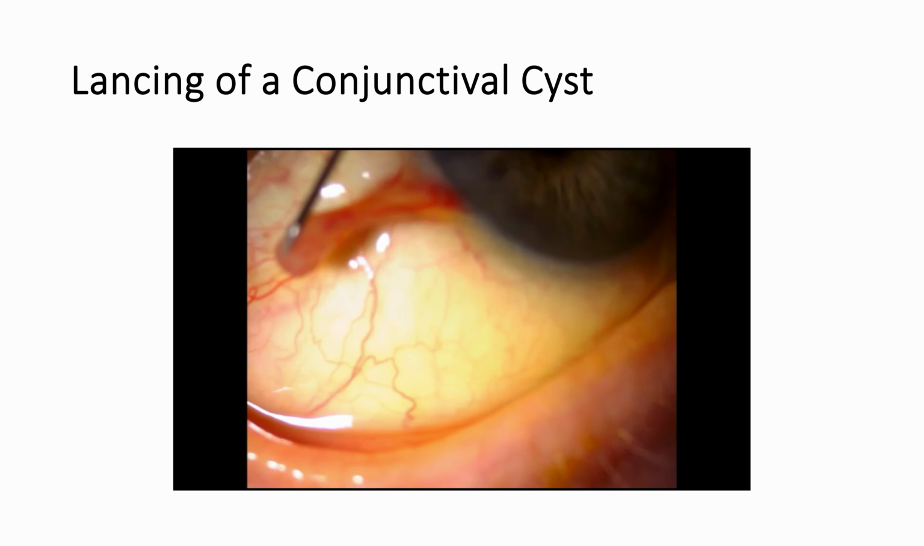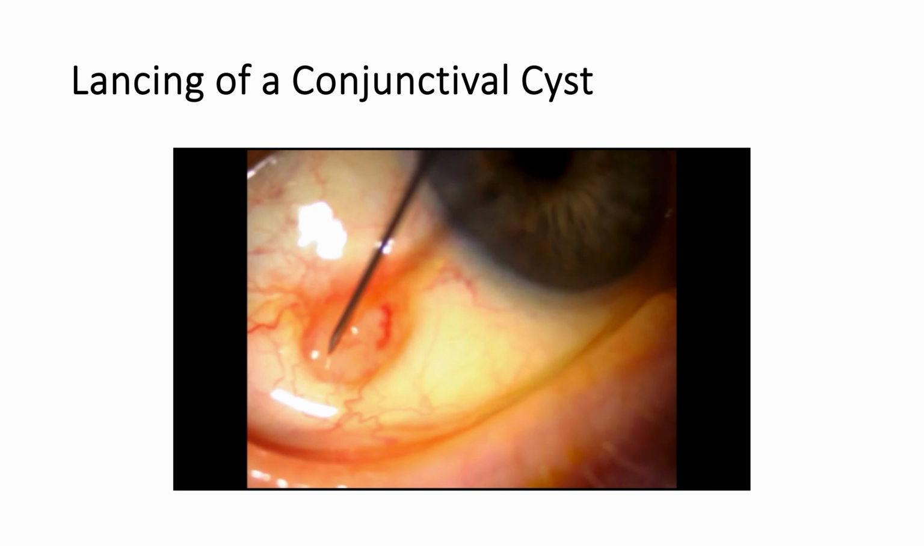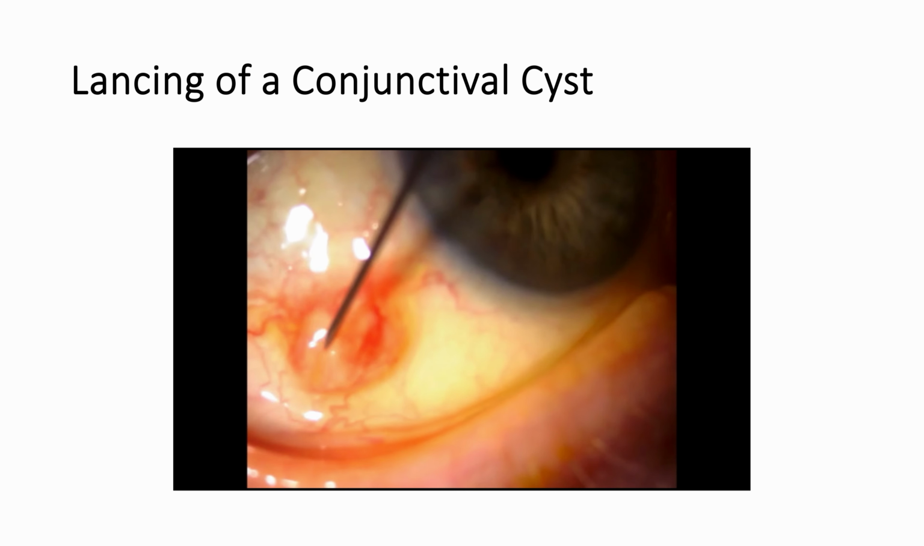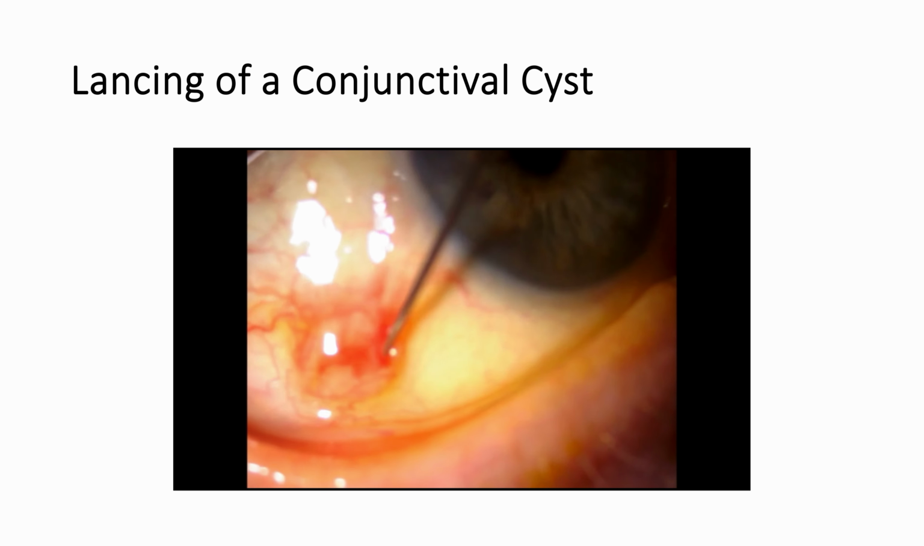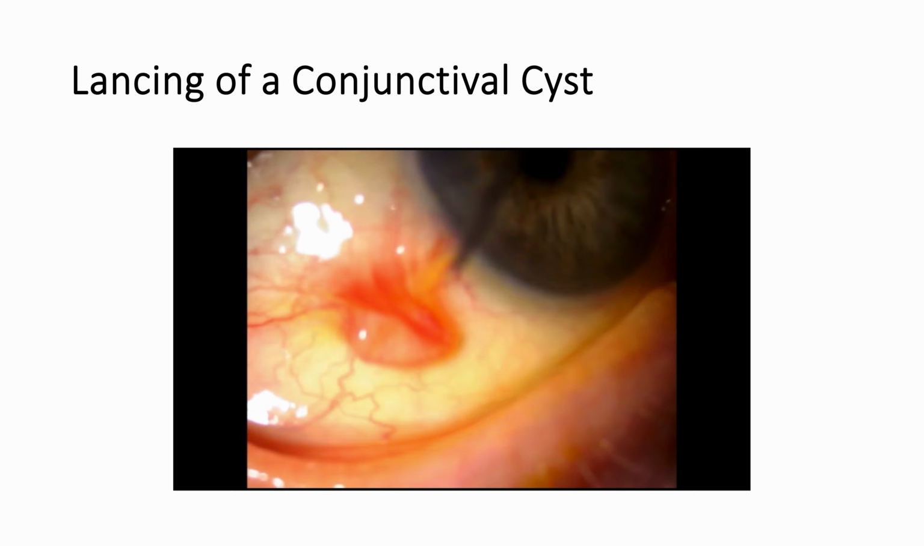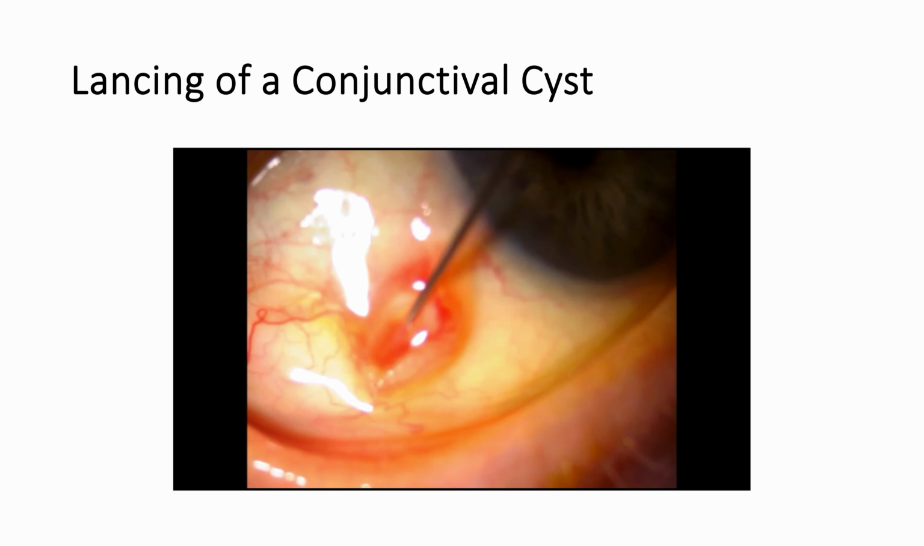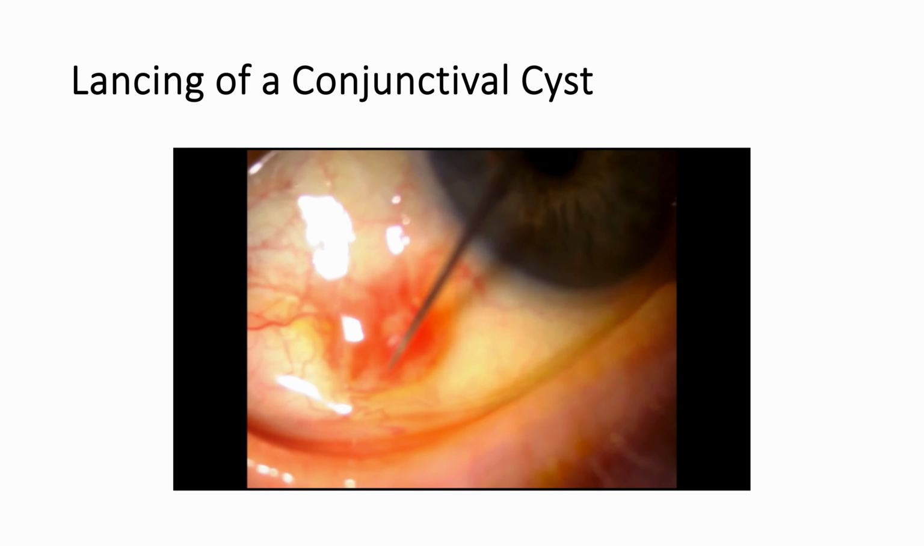While within the cyst, in a sawing motion, use the side, also known as the blade of the needle, to break the septae. By repeating these steps, you will help prevent reformation and reduce recurrence of these cysts.